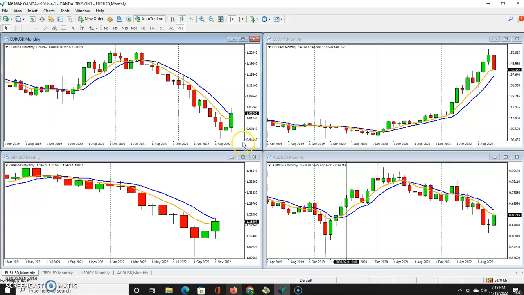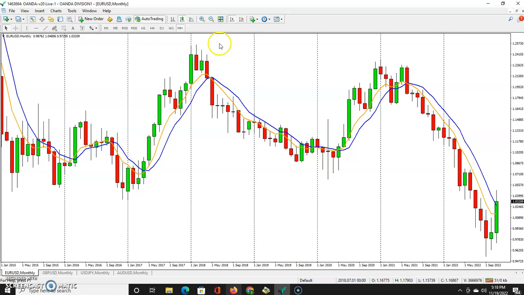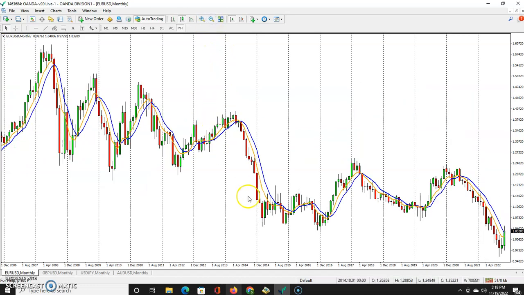And history is always going to repeat itself, because in the past, every time the 8 was over the 10, it went up, like here, and so on and so on. Let's look at the USD in the past. Look, 8 under 10, down. 8 over 10, up. 8 under 10, down. 8 over 10, up. Under 10, down. Over 10, up. Under 10, down. So on and so on.